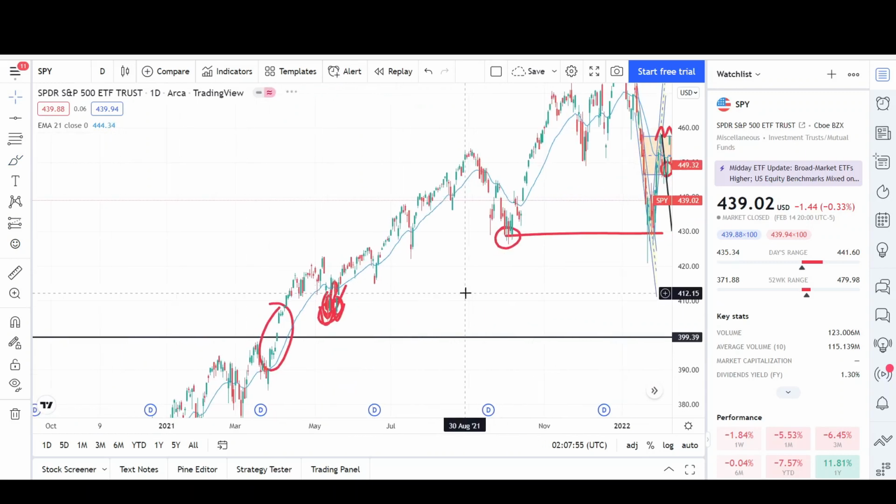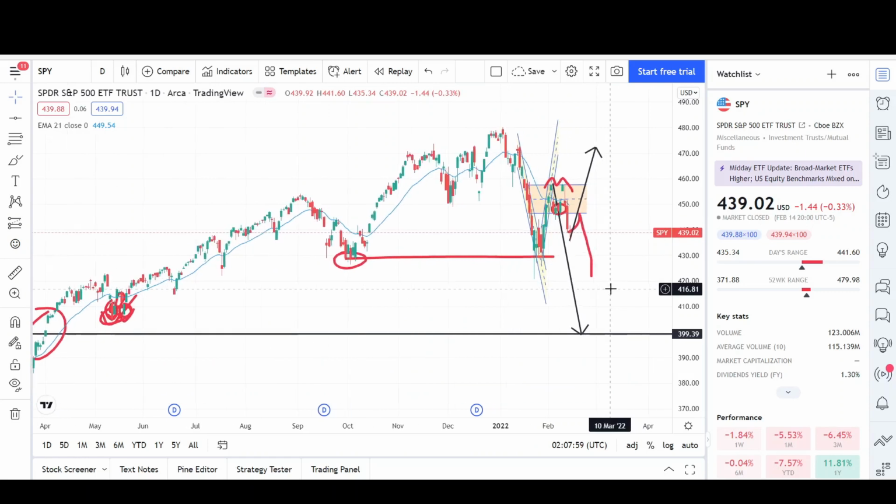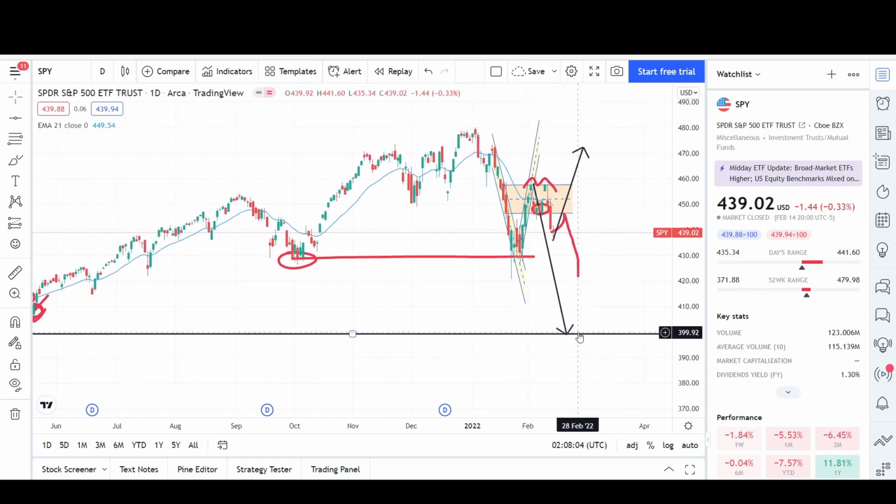So I think it's now or never for the market. There's a lot of bad news that they can use to push down the market where they want to. So I think this would be the time for them to do it. So that's my prediction. I think we're going to reach that $400 level.